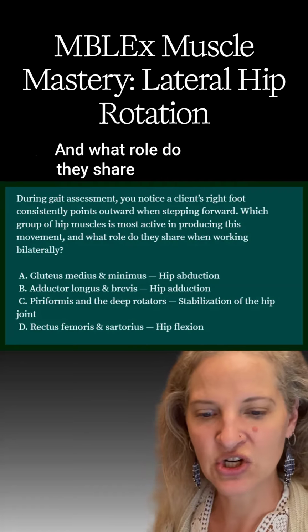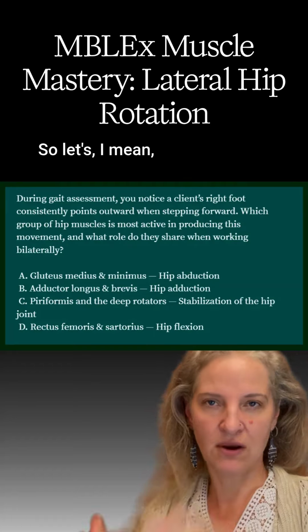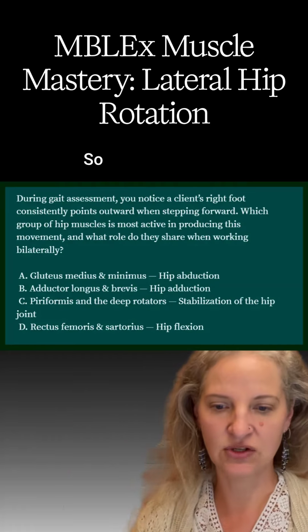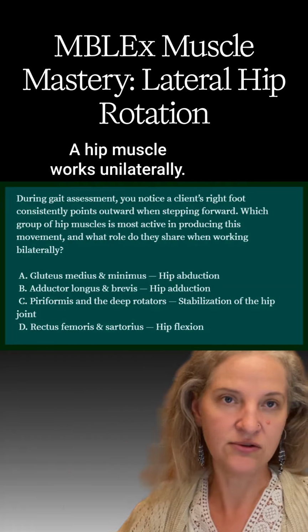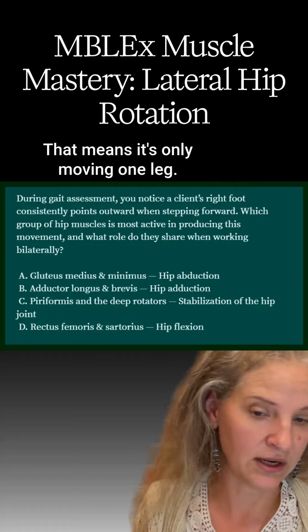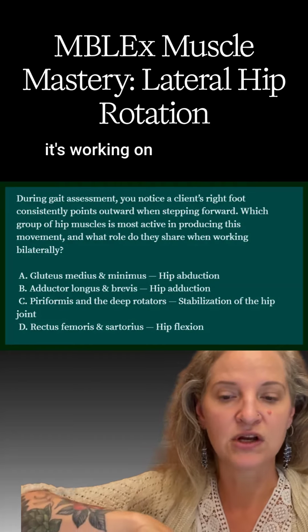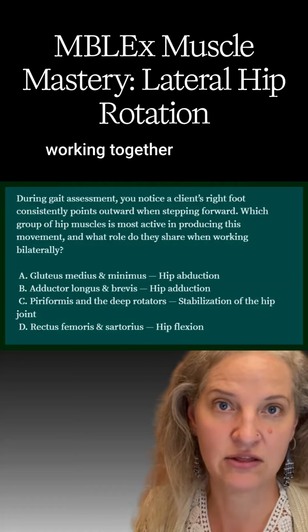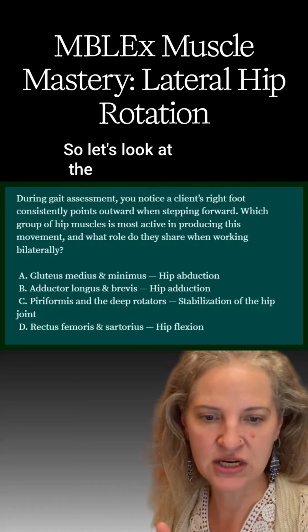And what role do they share when working bilaterally? So we're imagining unilaterally and bilaterally. When a hip muscle works unilaterally, that means it's only moving one leg. And when the hip muscle is working bilaterally, it's working on both sides of the hips. So when both right and left are working together is what we're asking for. So let's look at the question.